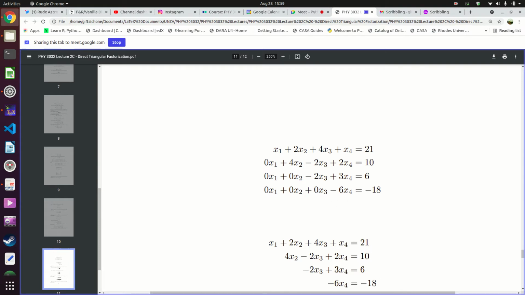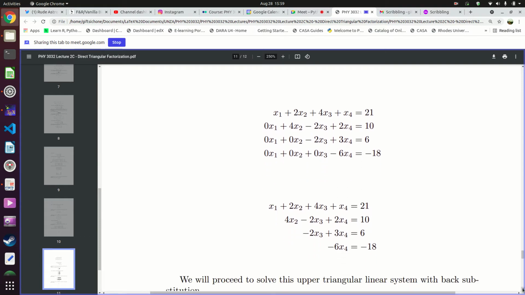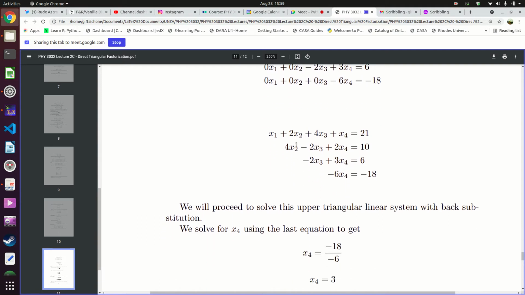Then when you simplify this, you're going to end up with the following: x1 plus 2x2 plus 4x3 plus 4x4 equals 21. Then 4x2 minus 2x3 plus 2x4 is equal to 10. Then minus 2x3 plus 3x4 is equal to 6. Then minus 6x4 is equal to minus 18.